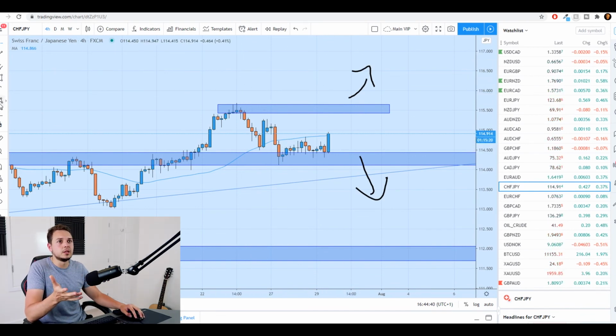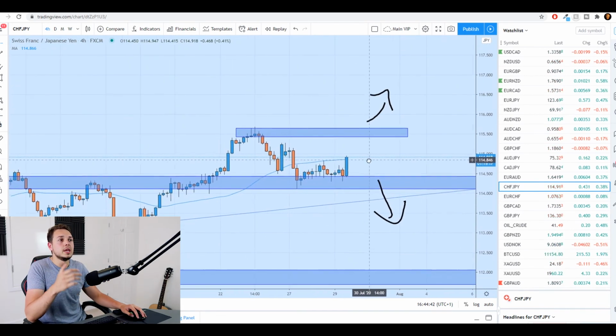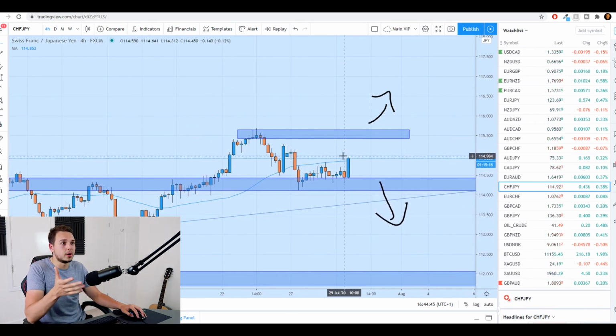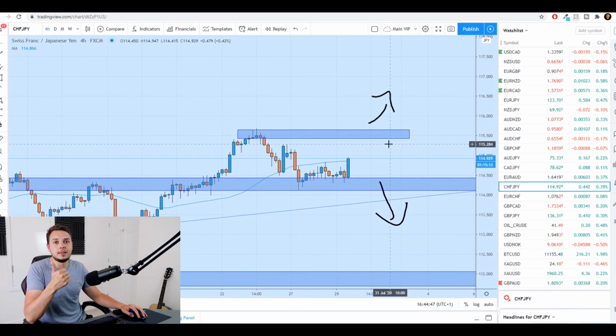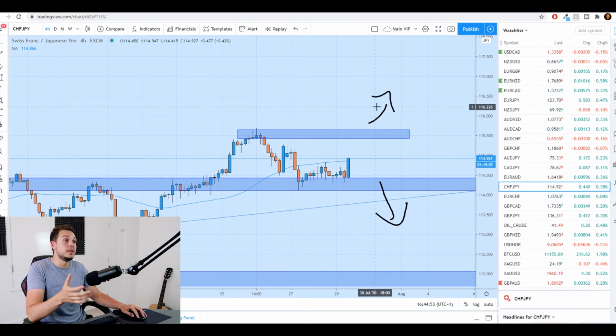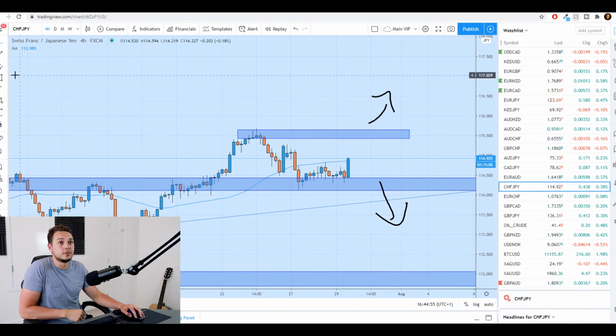As you can see, it's currently trying to break this moving average. If it does break it on the 4-hourly time frame, it's definitely a good trade towards the upside for a continuational push till 80 pips, and then a potential break towards the upside as well.